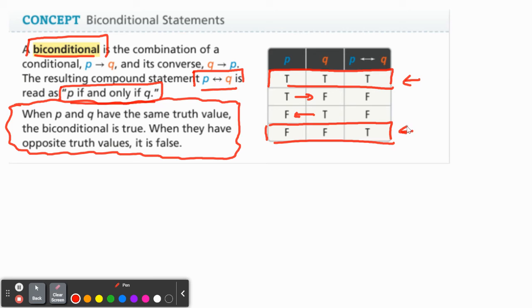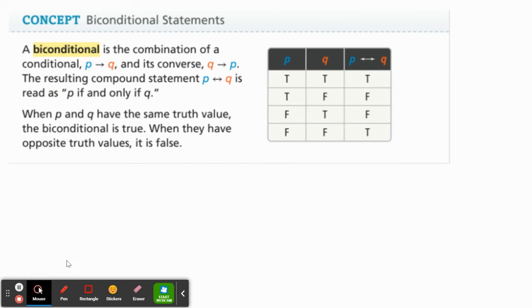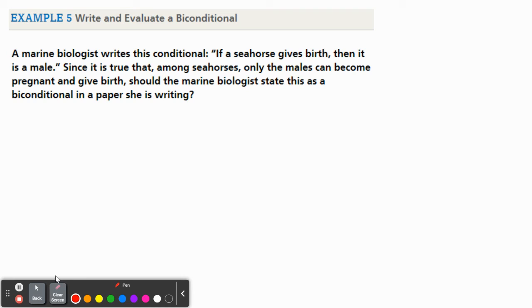All right, so let's take a look at some biconditionals here. Let's see if we can make some statements using combinations of conditionals. Write and evaluate a biconditional. A marine biologist writes this conditional: if a seahorse gives birth, then it is male. Since it is true that among seahorses only males can become pregnant and give birth, should the marine biologist state this as a biconditional in a paper she is writing? Explain. So this is the conditional, right? Seahorse gives birth is the hypothesis. It is male is the conclusion.